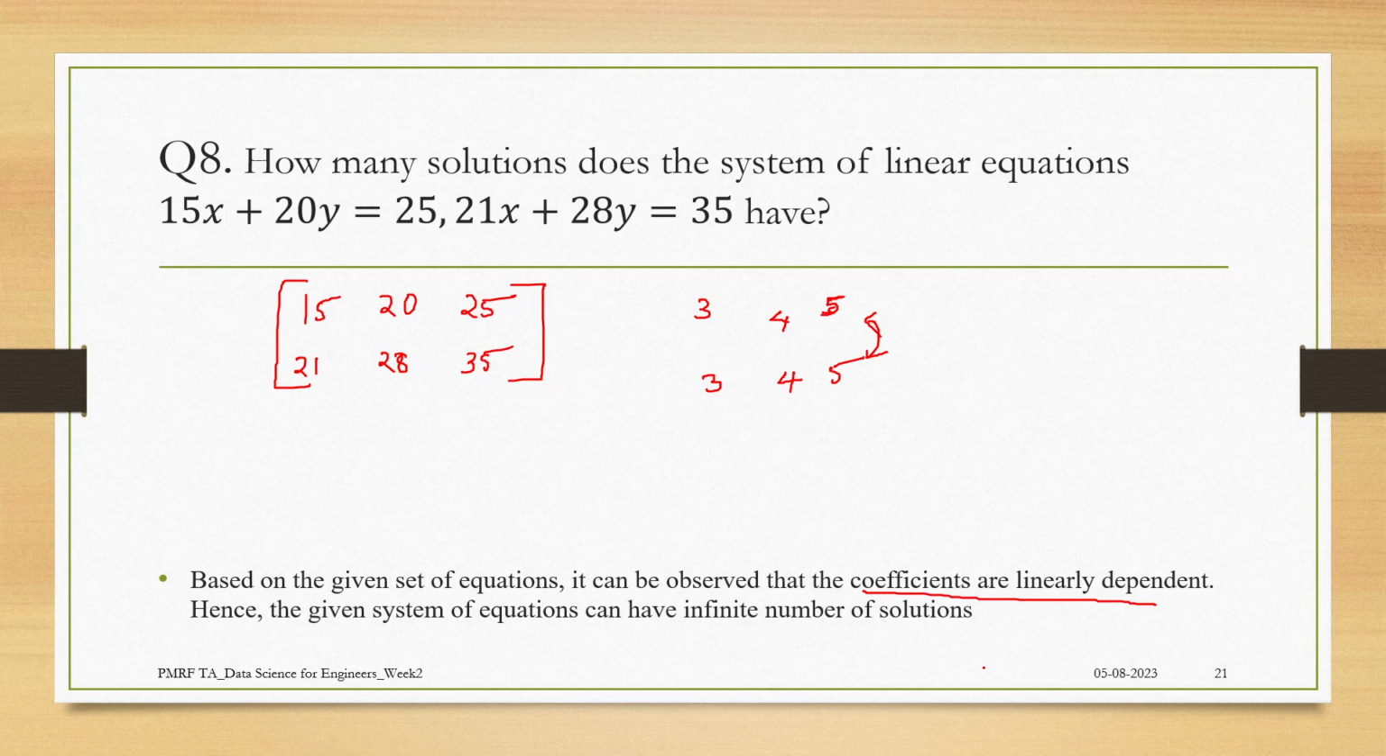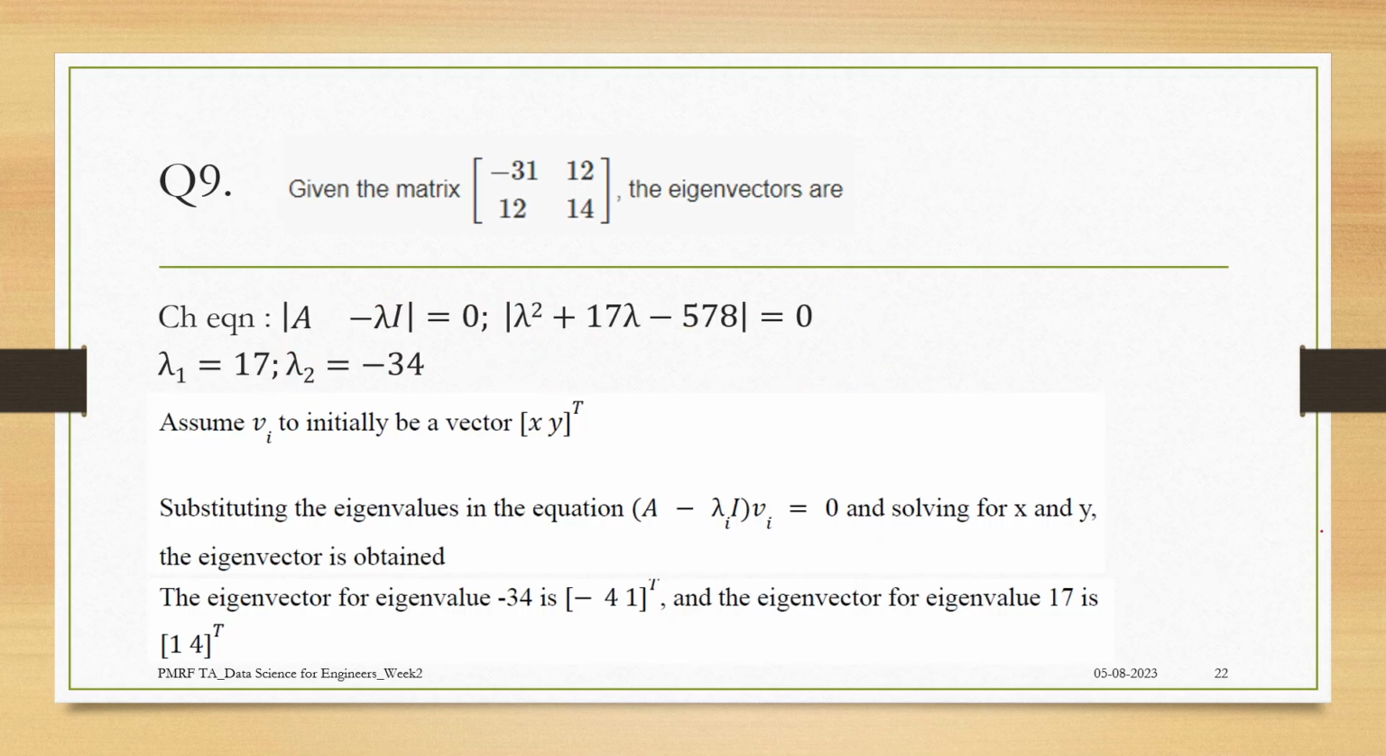Then the next one, given the matrix, the eigenvectors are, I have directly written it here. So you can write determinant of A minus lambda I equal to 0. This one if you solve, lambda square plus 17 lambda minus 578 equal to 0. If you solve it, you will get the lambda values as 17 and minus 34.